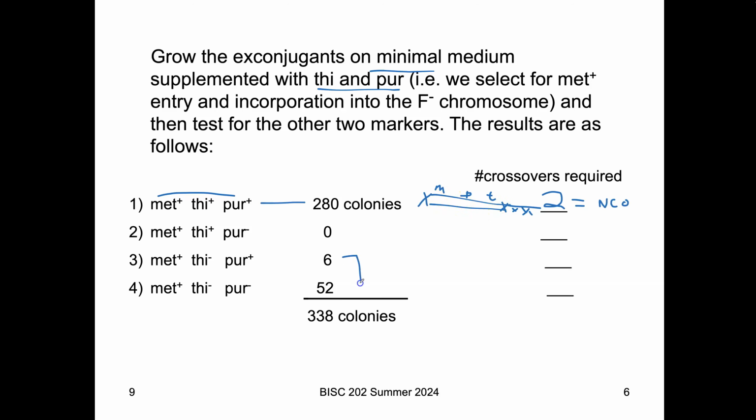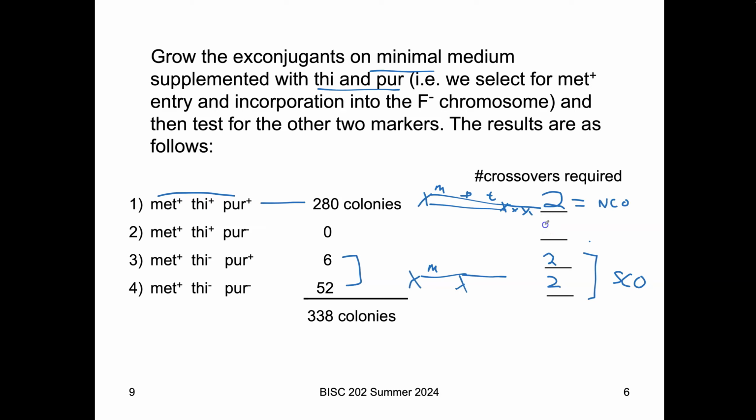Then we have these 2 categories. These would be equivalent to the single crossover classes if we were doing a 3-point test cross. And so they also come from 2 crossovers, but one of the crossovers is before methionine, and then the second one is somewhere between the genes in question. So either between methionine and thymine, or thymine and purine, or purine and methionine, depending on the gene order here.